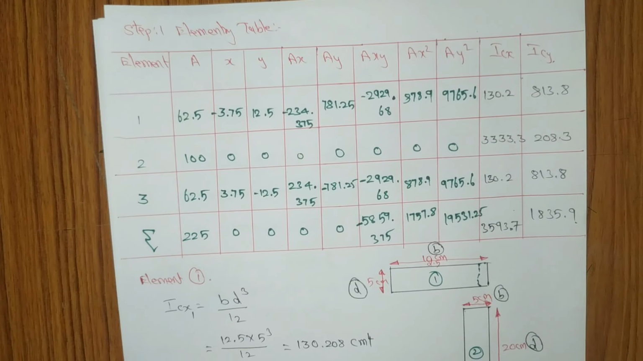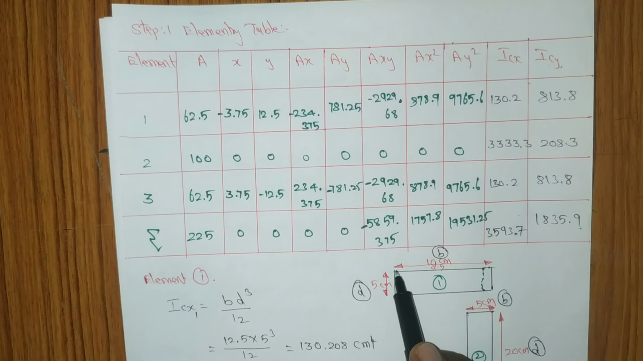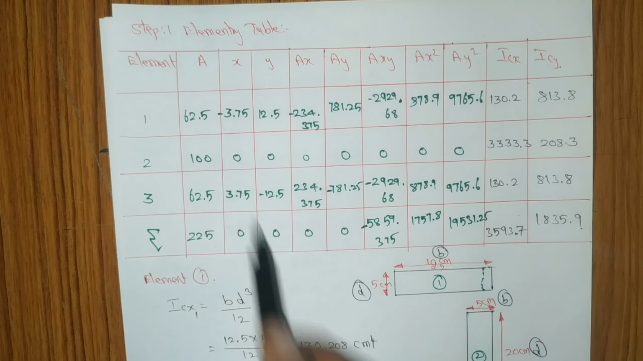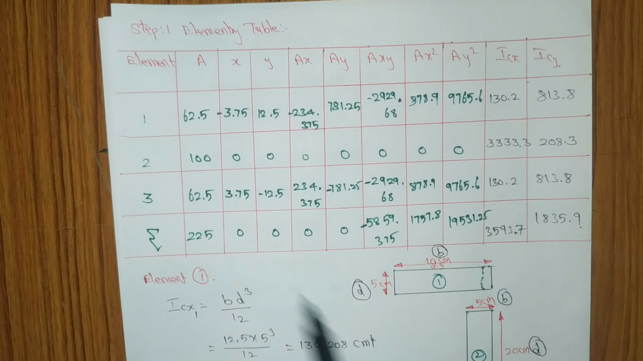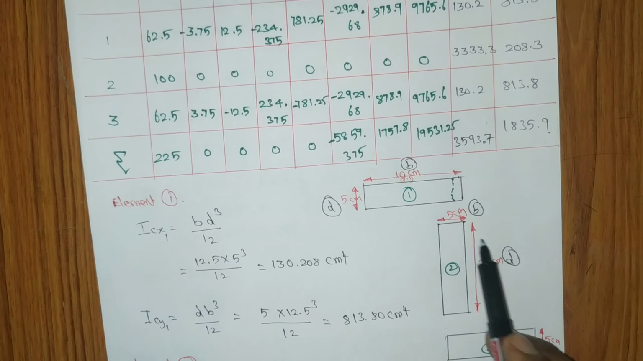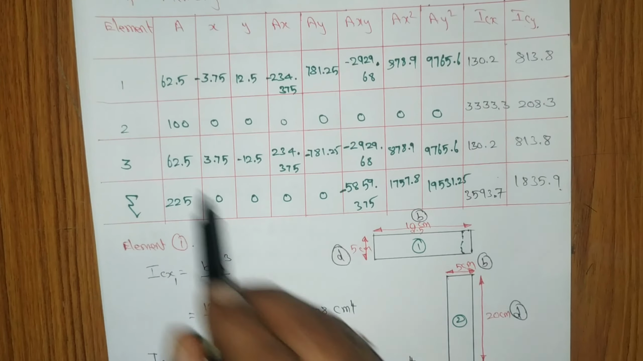So in this we have to find the area. It is rectangular, so L into B gives 62.5. The same value will be there for element 3. In element 2 it is 20 into 5, then we will get 100.